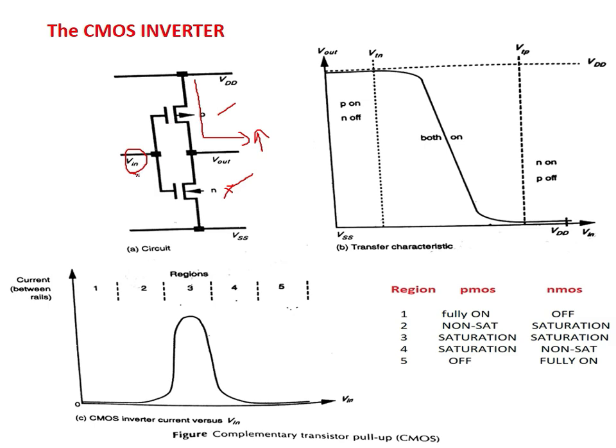Next, whenever Vin is high or logic 1, in that case this NMOS becomes on, because of the high input, and this PMOS becomes off, because of the high input.